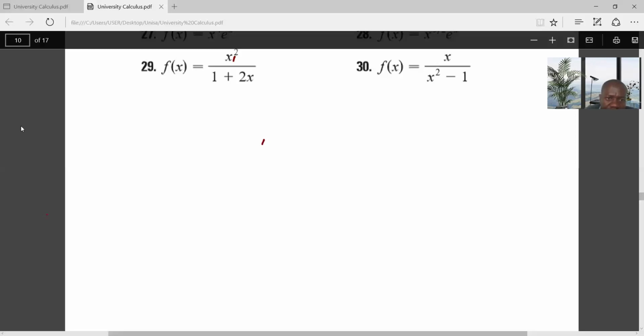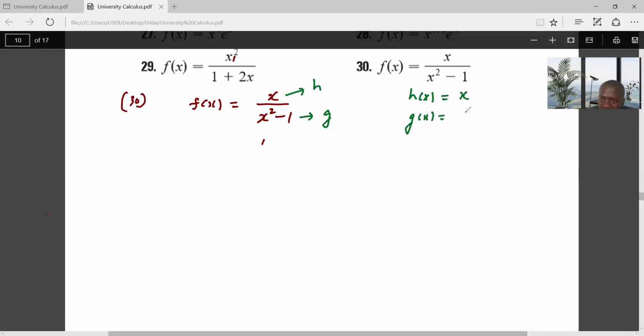We are given f of x equals x over x squared minus 1. So what we can do here, we can just say this is the h and this is the g. Quotient rule, I'm saying yes, quotient rule. What is the h here? Let's write the h. The h is x. So what is the g? The g is x squared minus 1. So now what is the h prime? Obviously the derivative of x is 1. And the derivative of g will just be 2x because this is 0.